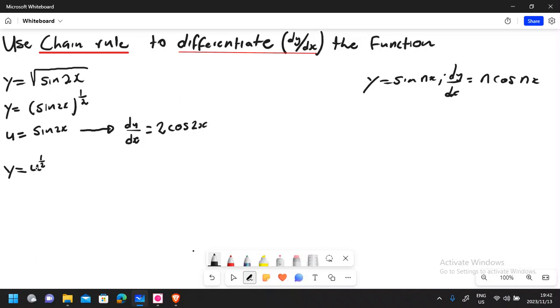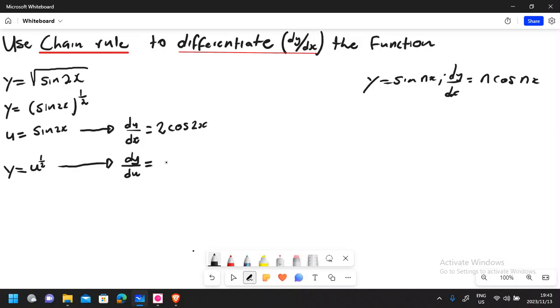Now we need to find our dy over du. Don't forget guys, this y is equal to u, so we are differentiating in terms of u. So this is the outer function, so it's going to be dy over du. Be very, very careful, guys, right?